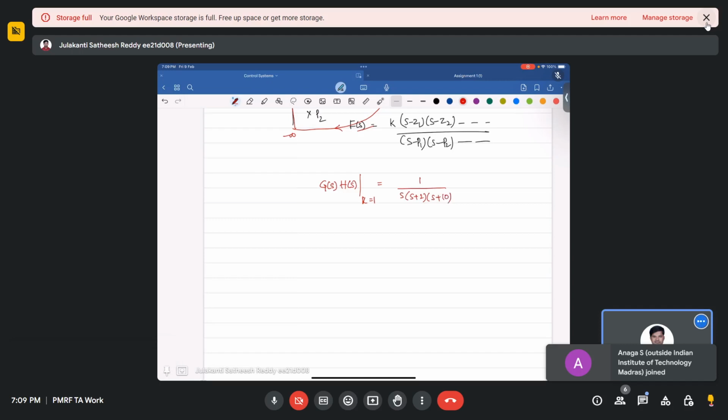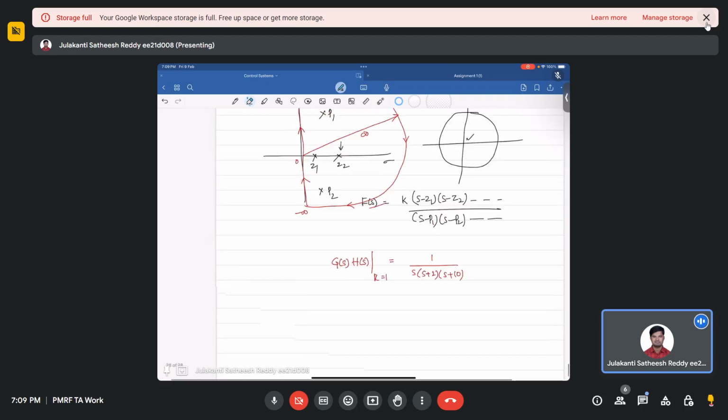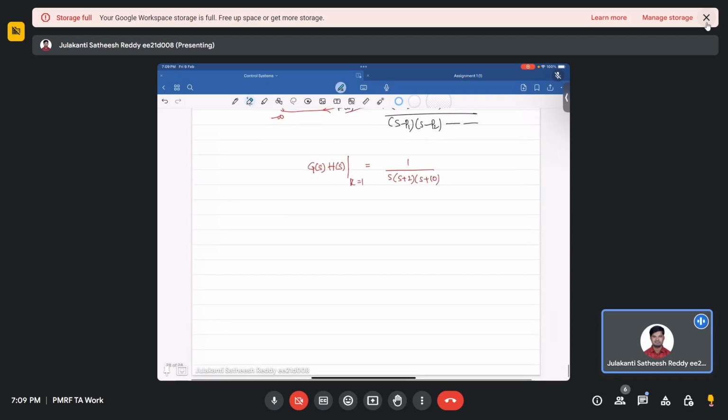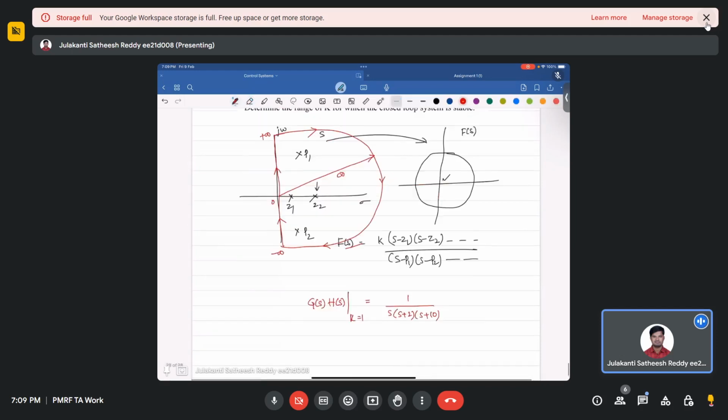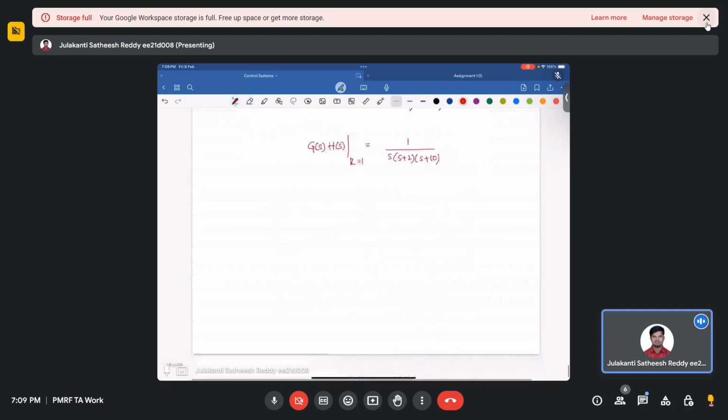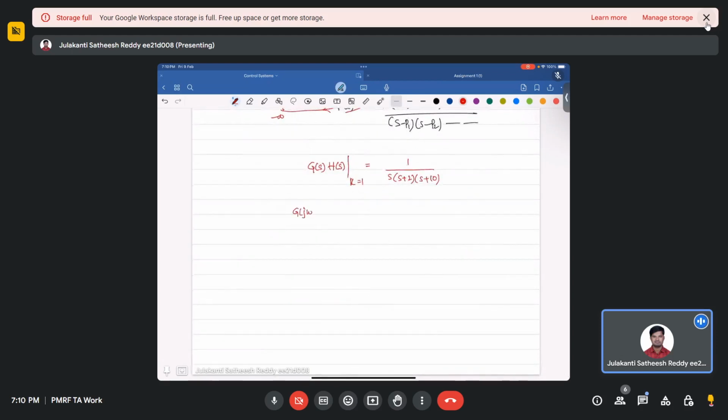Now what you need to do first is draw the plot for this, normally the polar plot. Once we know the plot, then we need to map this one. Let's do it quickly. What is the first step? Put s equals j omega, because we are working with respect to the real and imaginary axis. So G of j omega H of j omega is equal to 1 by j omega into 2 plus j omega into 10 plus j omega.